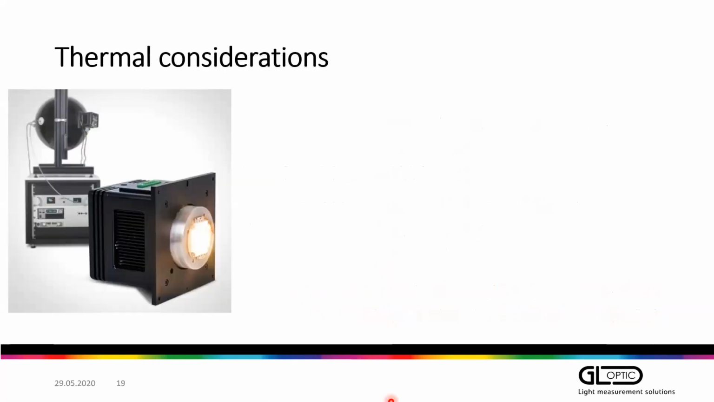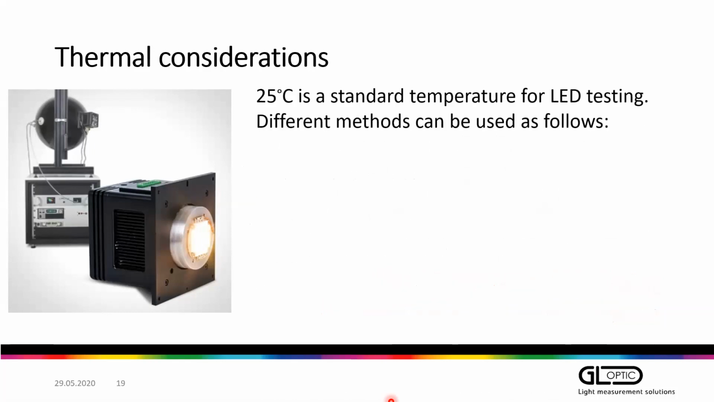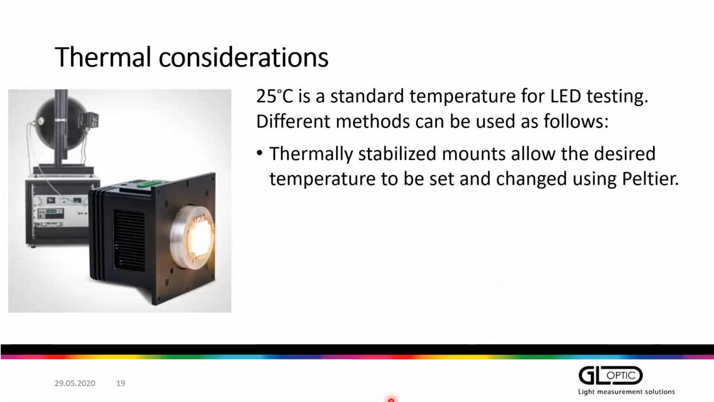How to control the temperature? During measurements, we have a standard saying that usually LED chips and modules are measured at 25 degrees C. And how to achieve that? You can use during the measurement thermally stabilized mounts. So they are using Peltier to stabilize temperature at this 25 degree level.